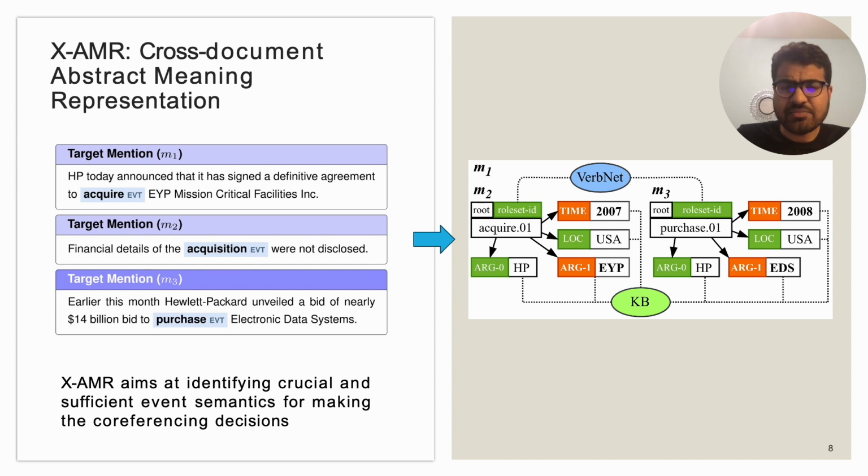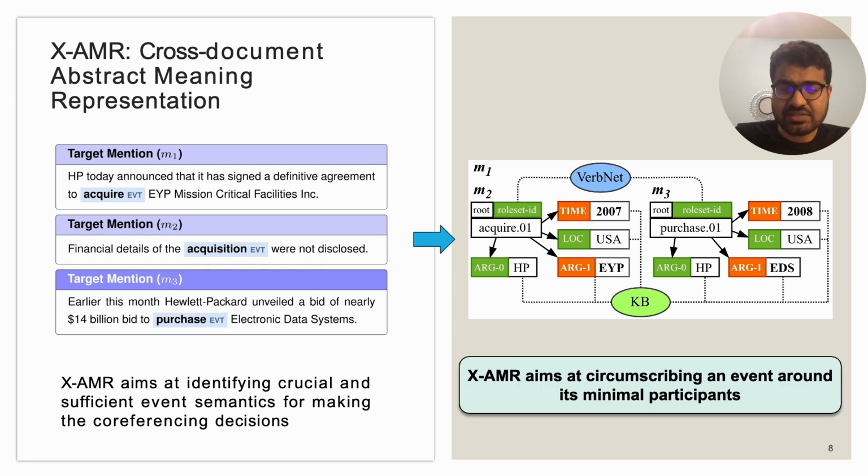X-AMR quite simply aims at identifying the crucial and sufficient event semantics for making the coreference decisions. In other words, X-AMR aims at circumscribing an event around its minimal participants, that are the event arguments, arg0, the prototypical agent, arg1, the patient or the theme, the location, and time in which the event happened.